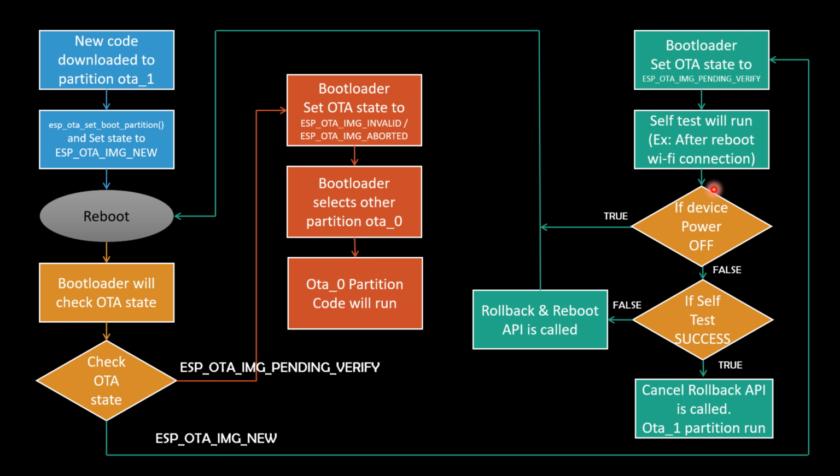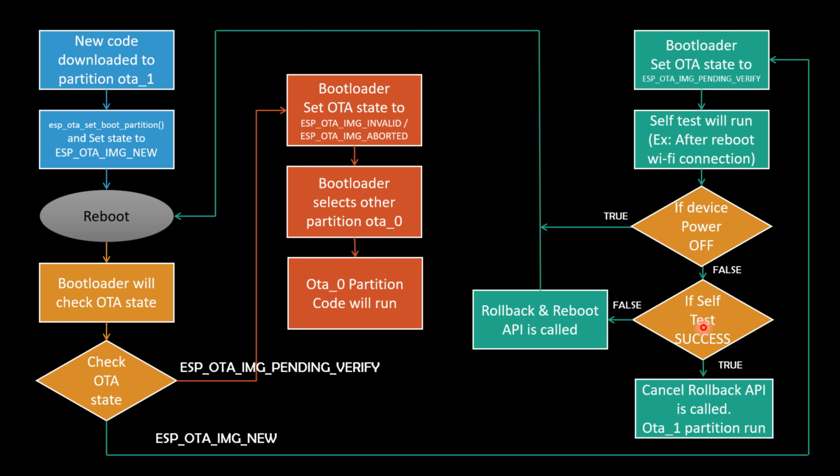Now suppose the reboot doesn't occur during this self-test. If the self-test is successful, like in our example, where we are considering the Wi-Fi connection, if my device is connected to Wi-Fi successfully, the cancel rollback API is called, and the OTA 1 partition will run. So the API is called and the image is a valid image now. After reboot, every time this OTA 1 partition will run.